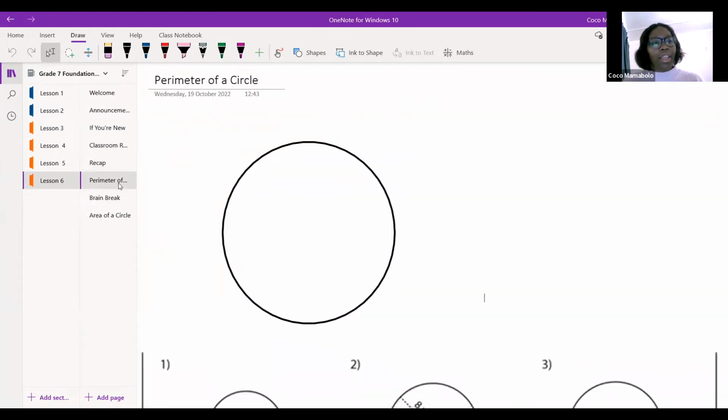Okay. Can I ask you guys, who can tell me what is the difference between a perimeter and an area? Who remembers? You guys can raise your hand for this one.